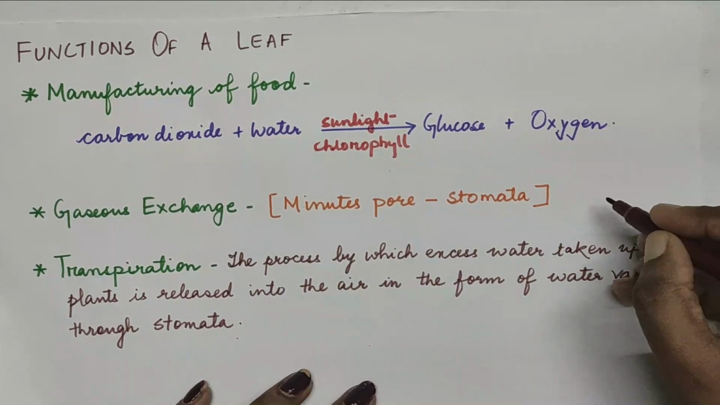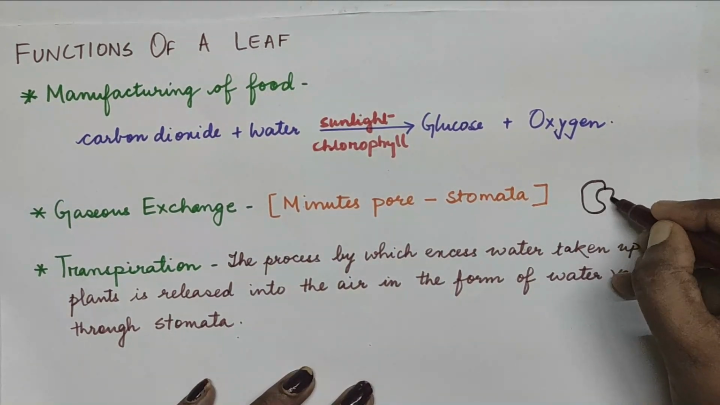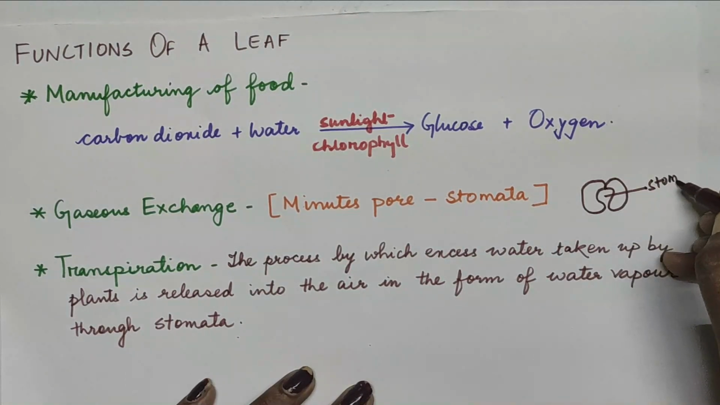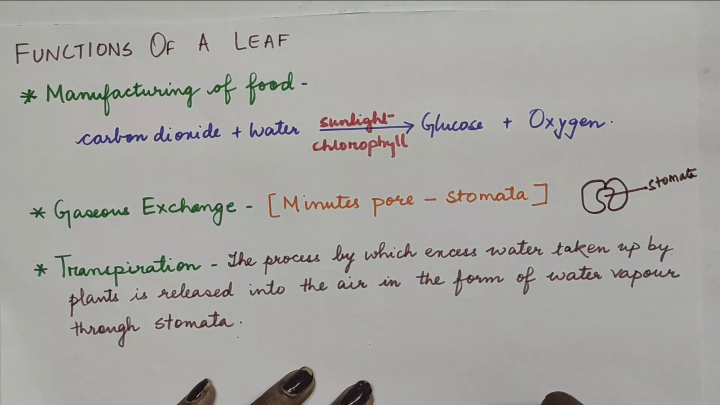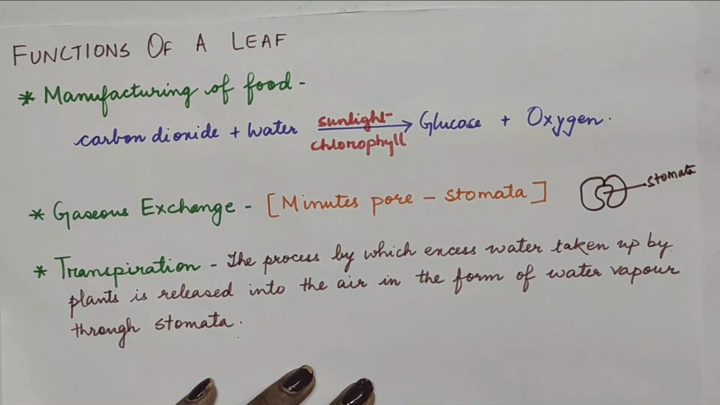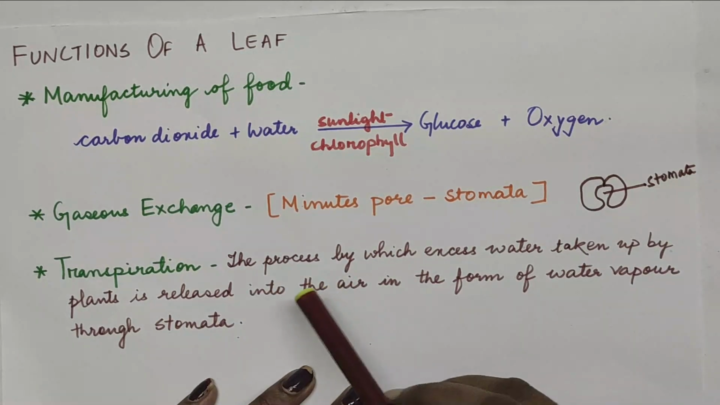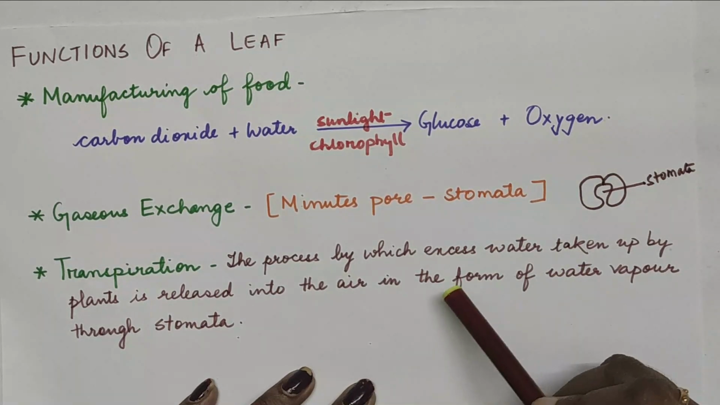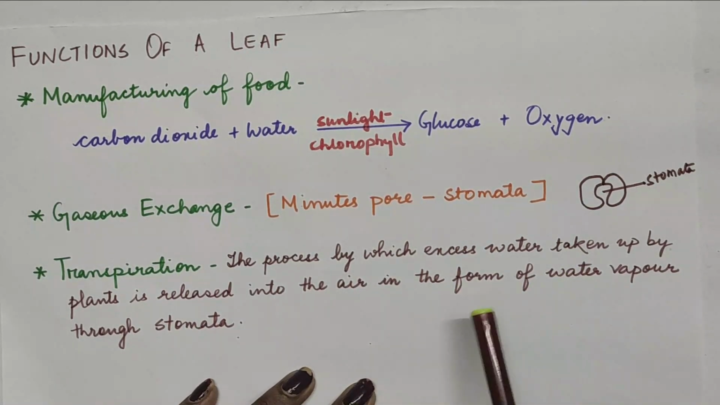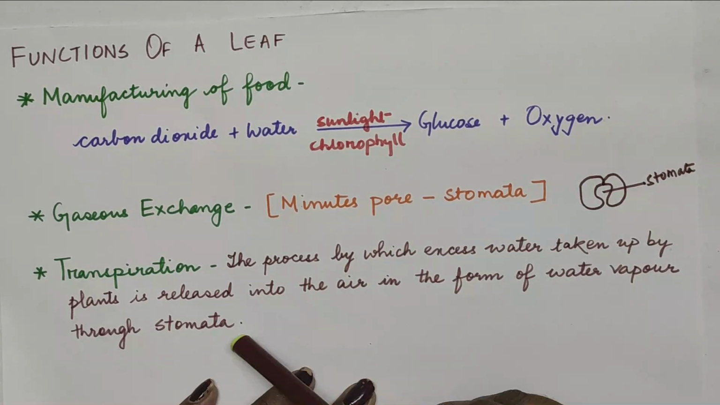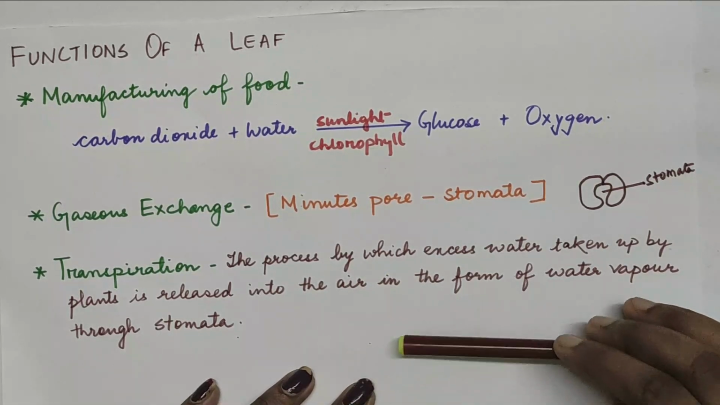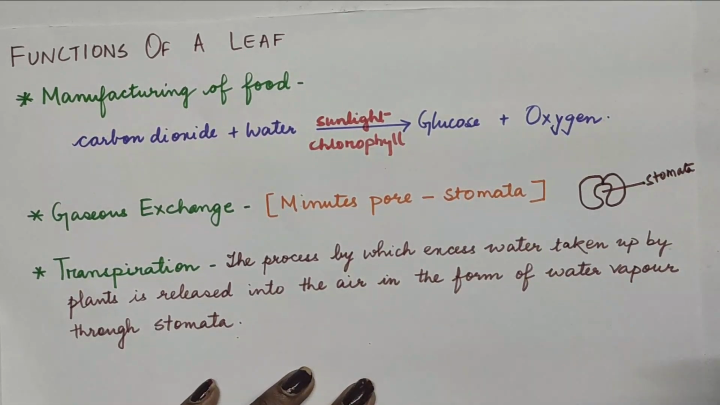So this gaseous exchange is happening through the stomata. If I just show you a rough diagram, it looks something like this. Bean-shaped, kidney-shaped cells are there. The gap in between them, the pore, is known as a stoma. And then the third function of the leaves is transpiration. Transpiration is the process by which the excess water taken up by the plants is released in the air in the form of water vapor, and that is again happening through the stomata. It is giving out excess water which it has absorbed by its roots in the form of water vapor.